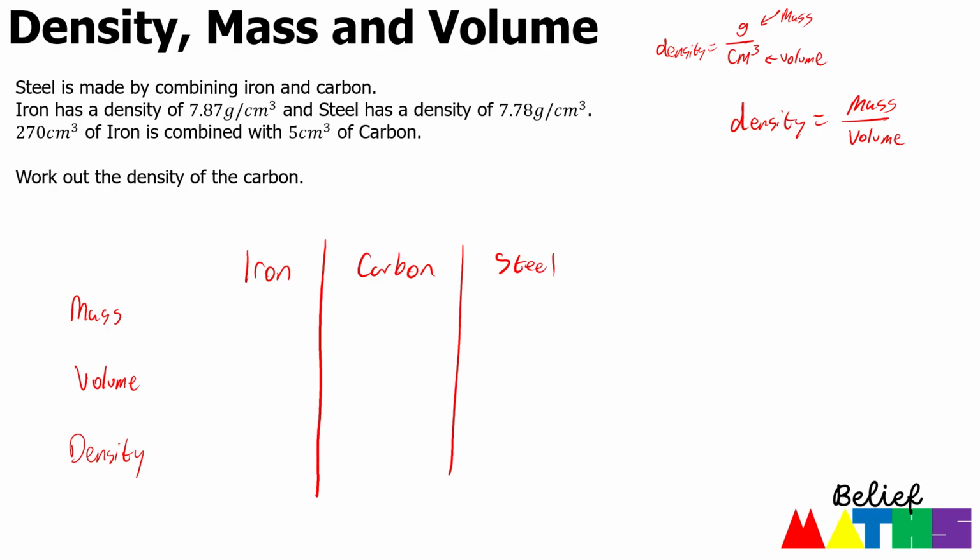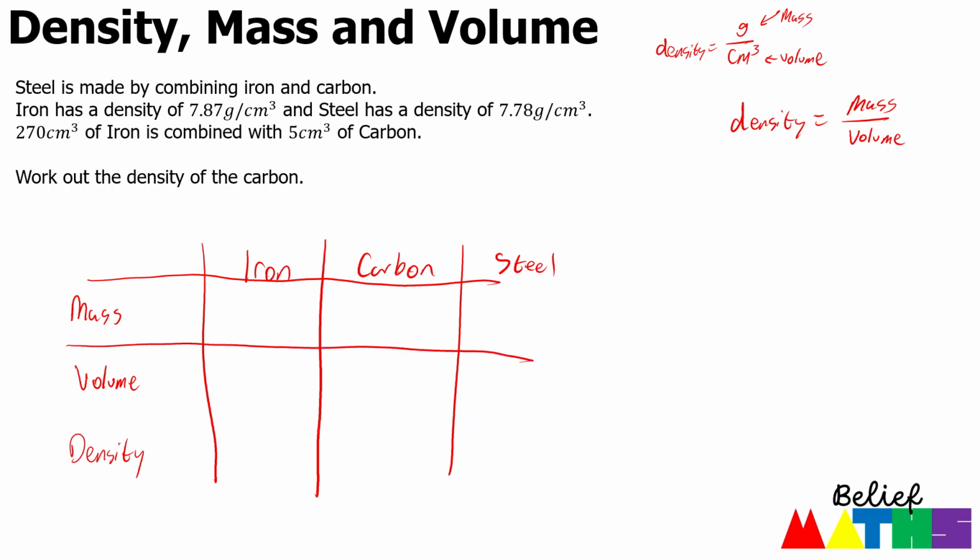I'm going to set this up as a little table just to make our life a bit easier. Let's fit in what we know. Iron has a density of 7.87. Steel has a density of 7.78. 270 centimeters cubed of iron, well, that's a volume, so that's 270, and we don't need the units. And then 5 centimeters cubed of carbon, so that's 5 in there. Work out the density of carbon.